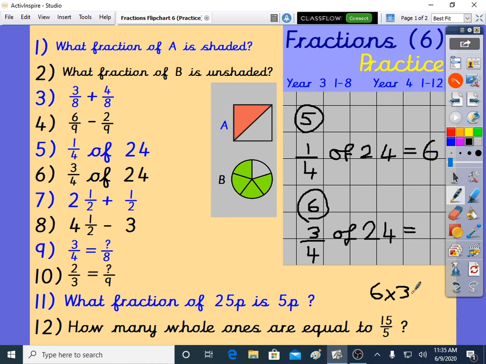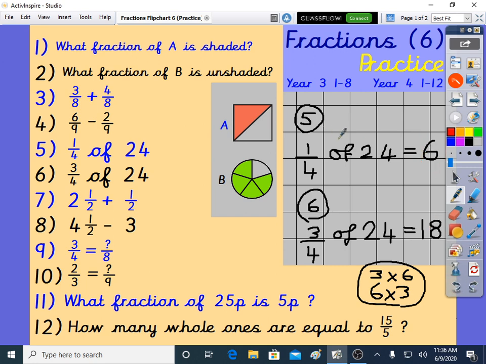I'll use the 3 times table song as well. 3, 6, 9, 12 and 15, 18. Either way, it's 18. Because 6 times 3, you could also do 3 times 6. You could do whichever one you prefer. But the reason we're doing 3 times 6 or 6 times 3 is because we know that 1/4 was 6. So to find 3/4, we do 6 times 3, and it's 18.